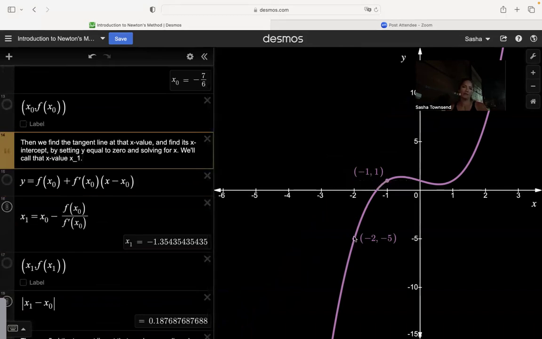You say, I know that there's a zero between here and here due to the intermediate value theorem. How can I approximate that zero? Well, I find a secant line. I find the zero of the secant line, which is just the x-intercept of the secant line. I use that as a guess.